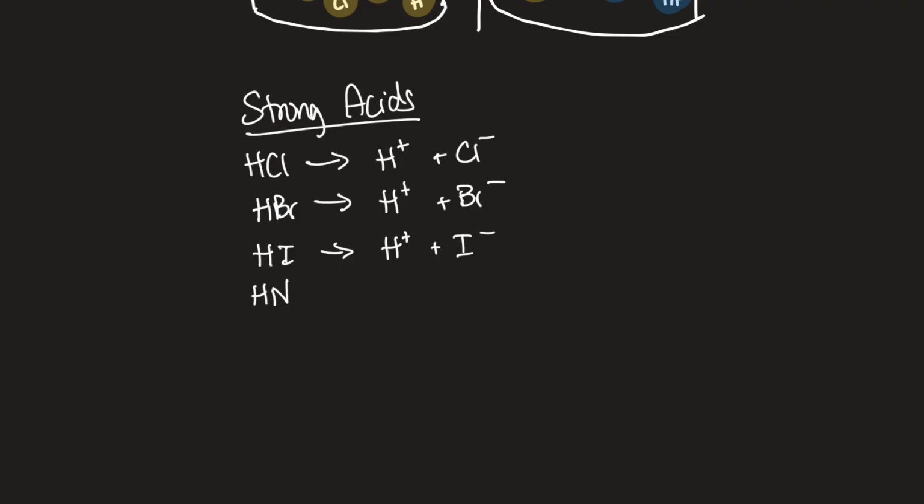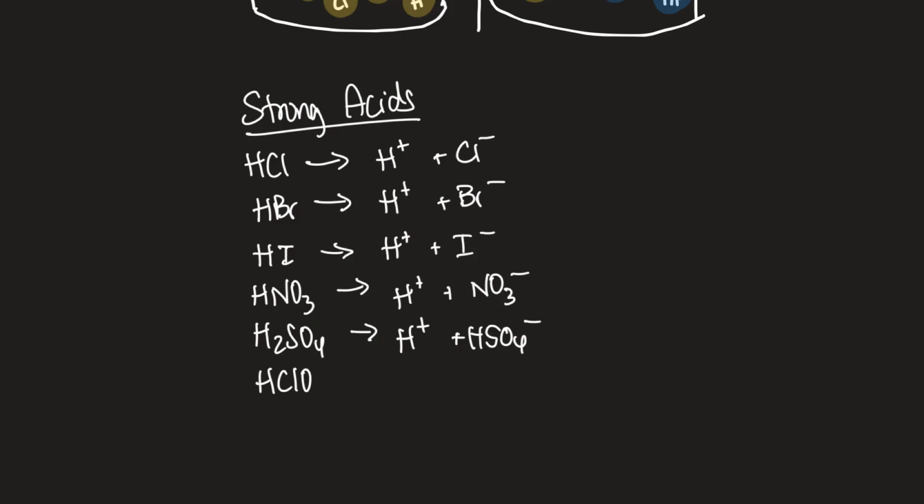We have nitric acid, which will become hydrogen plus the nitrate ion. We have sulfuric acid, H2SO4, and oftentimes it will become H plus and HSO4 negative. And then we have perchloric acid. These are all our strong acids. Everything else, if it's an acid, we can consider to be a weak acid.